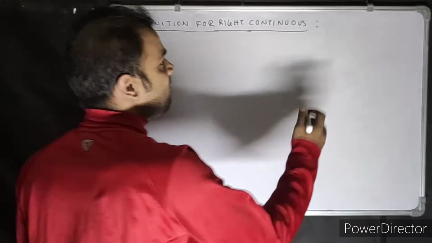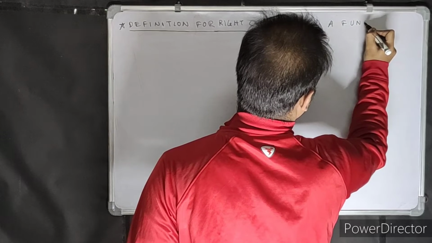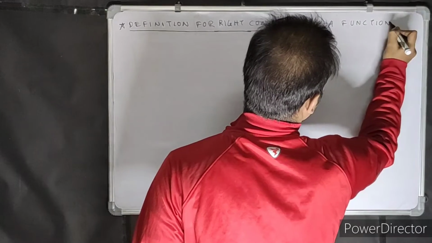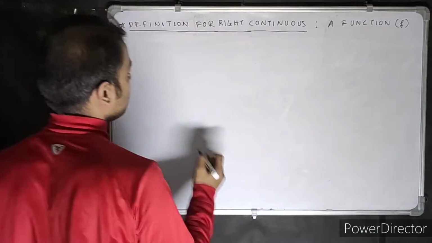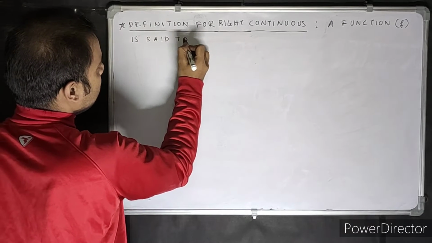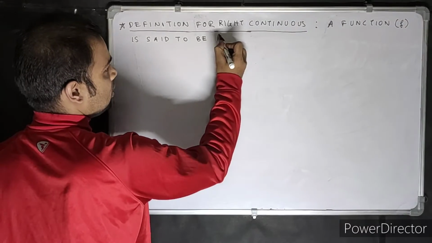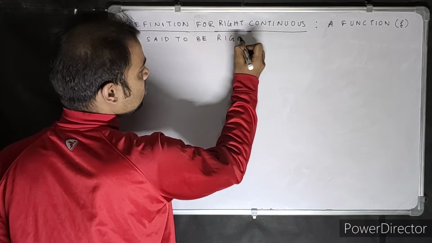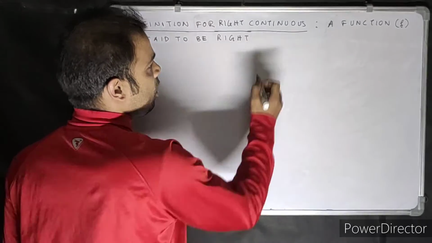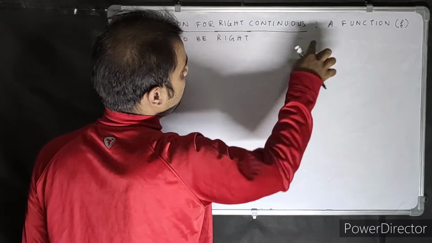A function f is said to be right continuous. Same things you will have to write, right continuous or continuous. I didn't even write that one.